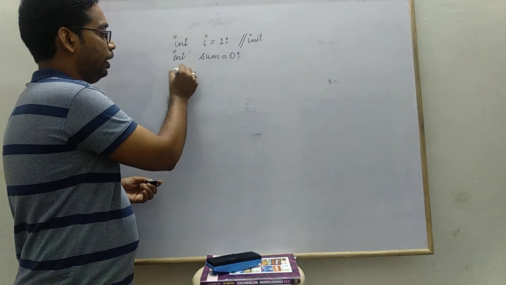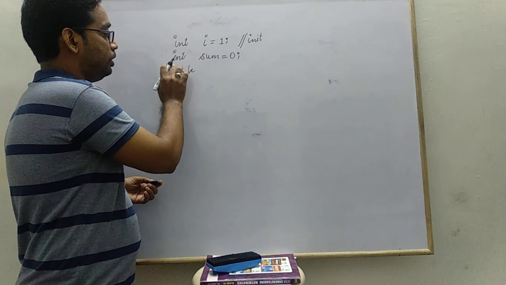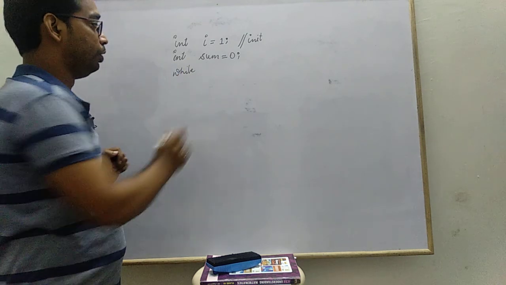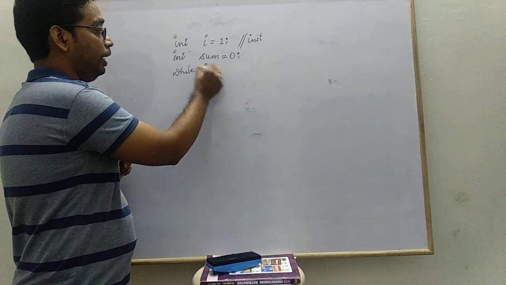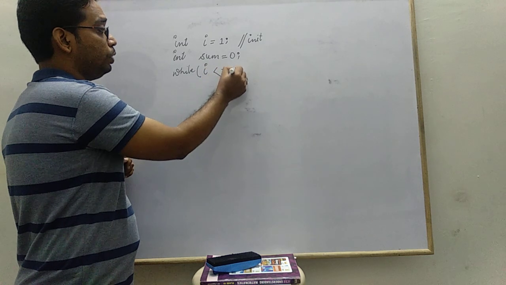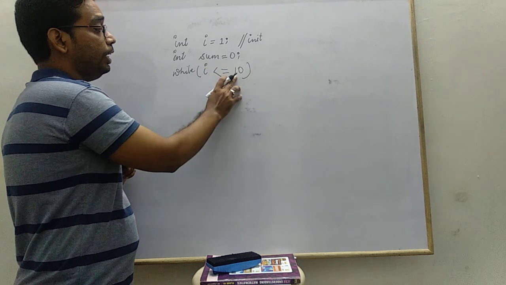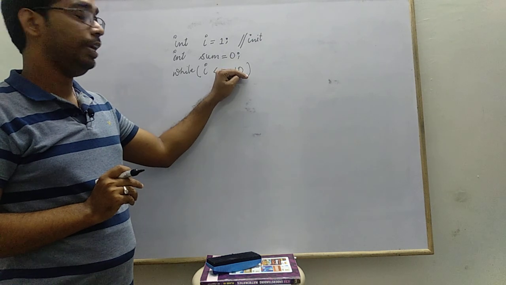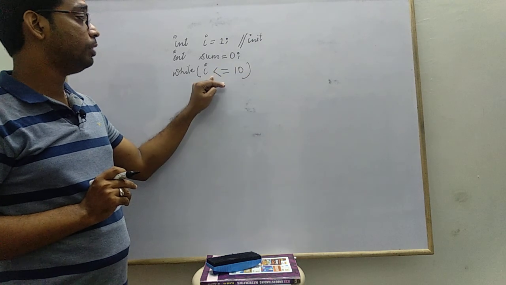Then while, this w is in small letter, not in capital. While i is less than or equals to 10. Why is this one 10? 10 is our ending point. Okay, so this is 10, and why is it less than?